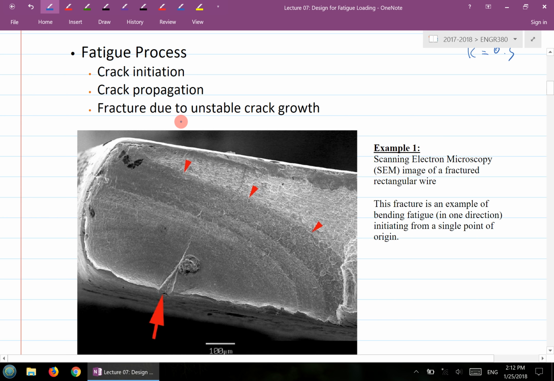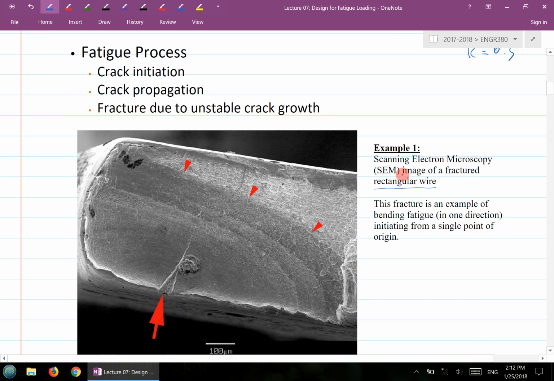And this one here is basically a piece of wire, a rectangular wire here. We place that under a so-called scanning electron microscope, and this is an image of that fractured wire. What you do is, if you grab any wire, and you probably have done this many times, you grab the wire and then you start to bend the wire. In this case, the bending is like this.